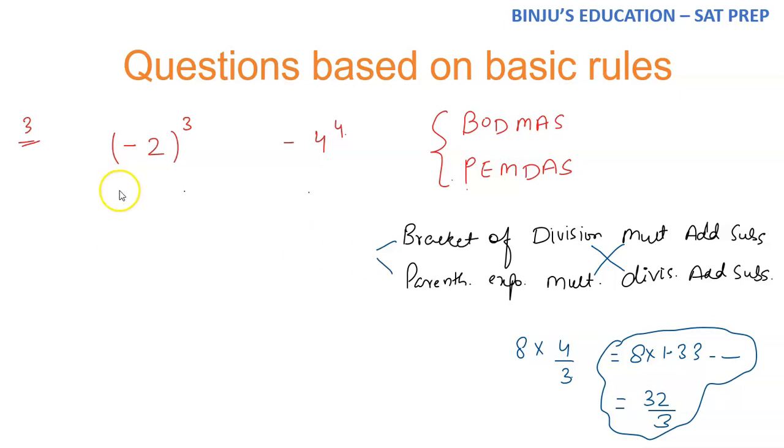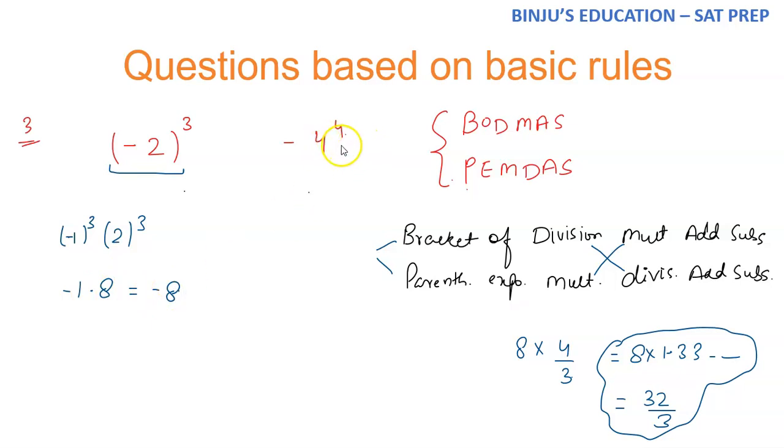So when you say (minus 2) cube, this is inside the brackets. You're supposed to solve the bracket part first. So this will basically become (minus 1) cube into 2 cube. Instead of minus cube, you can write minus 1 cube, if you're not very comfortable with just the negative sign. So (minus 1) cube is minus 1 and 2 cube is 8. So this is minus 1 into 8, which is minus 8.